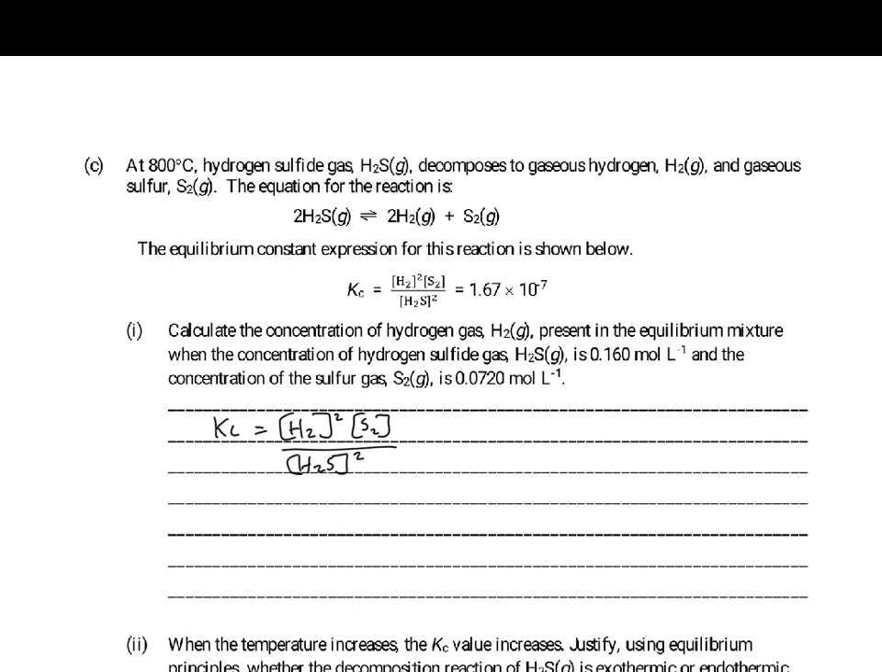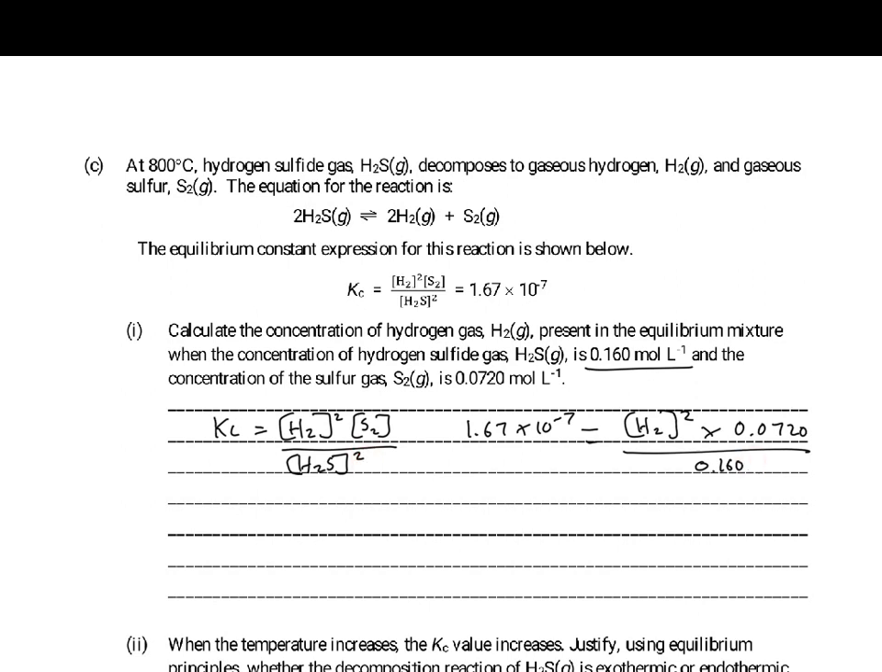Next thing you should do is plug in the numbers. What do you know, what don't you know? So you're told up here the value of Kc. So Kc is equal to 1.67 times 10 to the minus 7. Hydrogen, that's what we're trying to work out, the concentration of hydrogen, so that's left blank. Concentration of sulfur, they tell you down here is 0.072, so times 0.072. And the concentration of H2S, you're told, is 0.160. Now, because it is squared, we need to square the number over here.